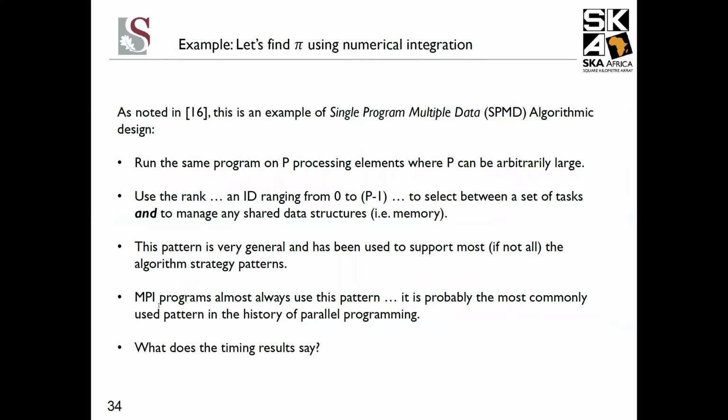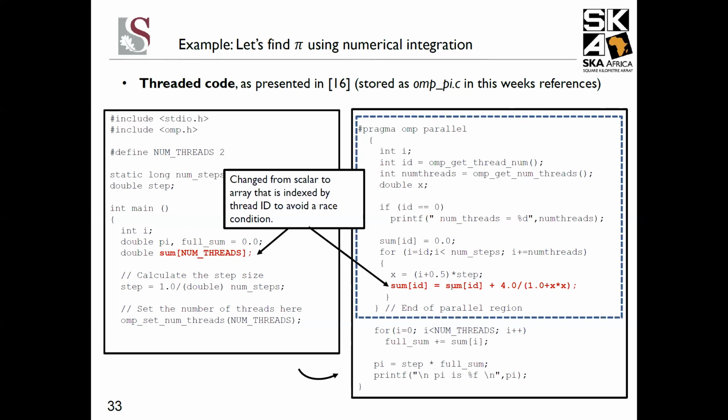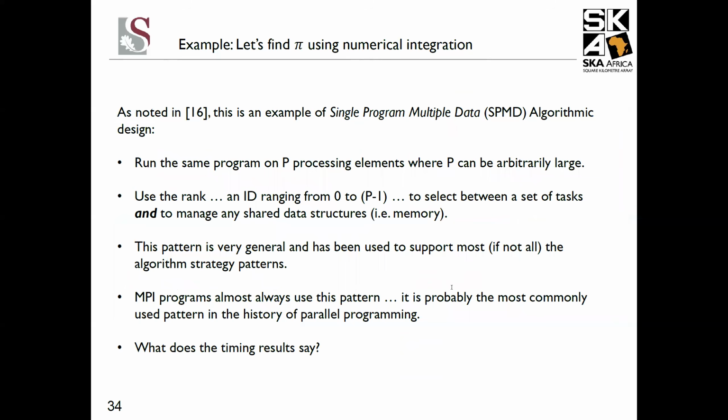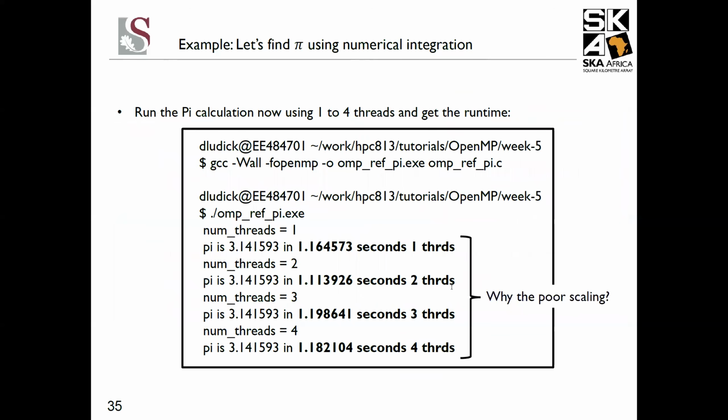So we've implemented this now, and we're going to run it and see what the results are if you use different numbers of threads. This is what the results were of this program. I'll give you this C code as well in this week's set of resources, and you can try it on your computer. What I found is that with 1, 2, 3, and 4 threads, the runtime with 1 thread was about 1.16 seconds on my computer. Then 2 threads, also 1.1, 3 threads, 1.19, and 4 threads, 1.18.